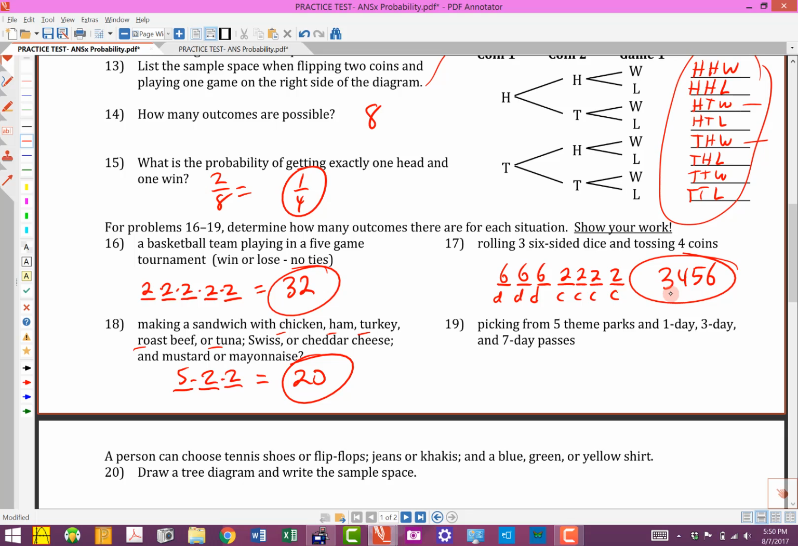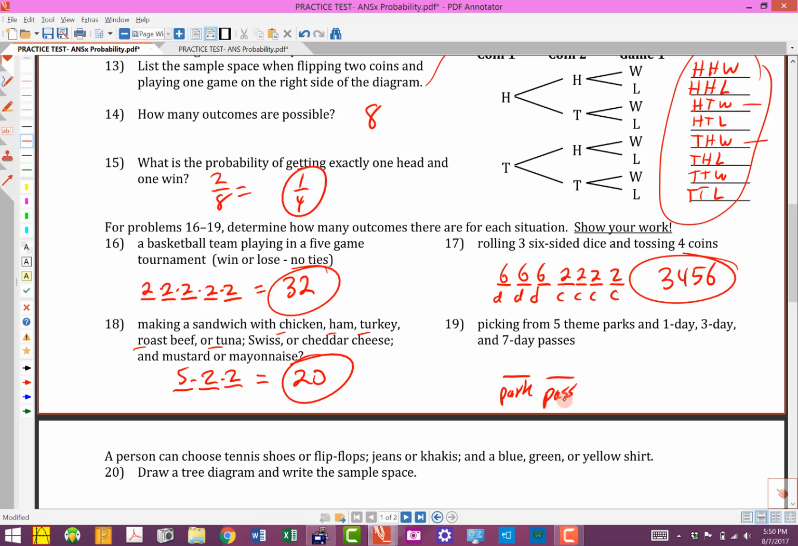So you can never tell just by looking. Okay, 19, picking from 5 theme parks and a 1-day, 3-day, or 7-day pass. So we've got to choose where we're going to go, and then we've got to choose the type of pass. So we've got to choose the park, and we've got to choose the pass.